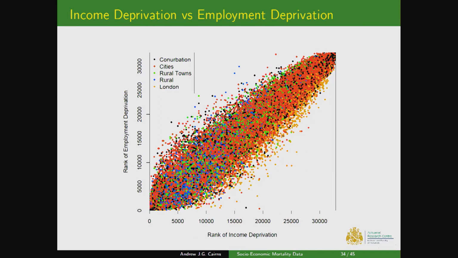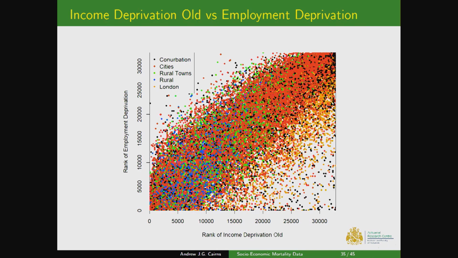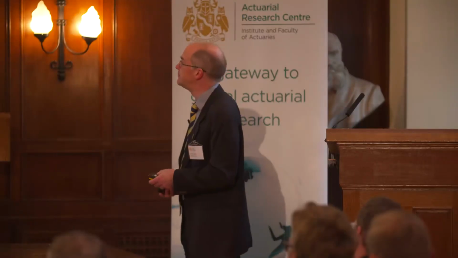This one is looking at income deprivation versus employment deprivation. Again, a high correlation. This is almost the same, but what's different here is that this is the income deprivation amongst the old versus the employment deprivation amongst the working age population. So the correlation here is not so high. And in general terms, having lower correlation is perhaps better in terms of being able to get good predictions.